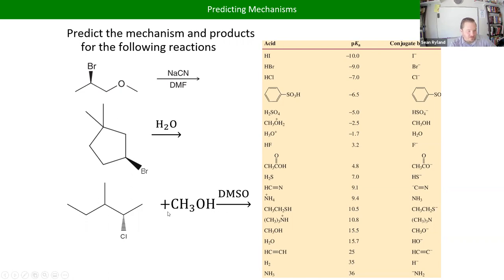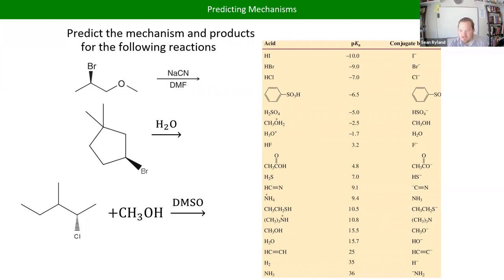However, if you have something like methanol and DMSO, if we wrote both of those above and below the arrow, it'd be unclear which was the reactant and which one was the solvent. And so I'll try to make sure it's very clear, if there are two possible molecules that could be the reactant or could be the solvent, I'll make it very clear in the problem statement which one is the reactant and which one is the solvent.